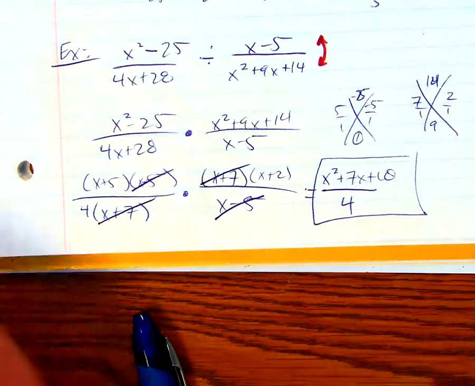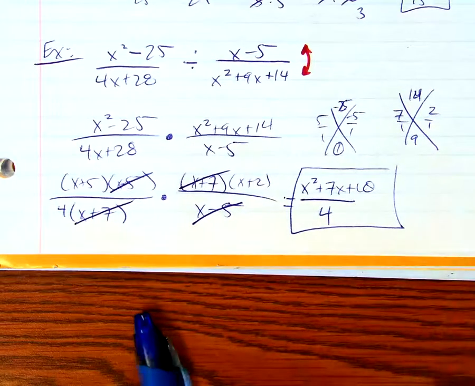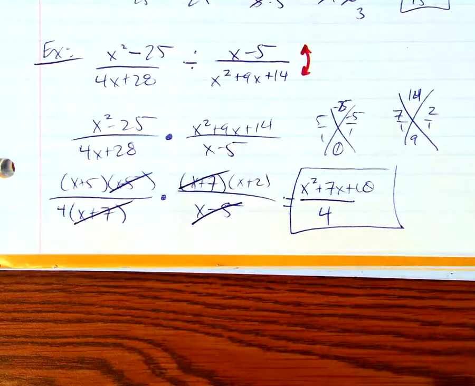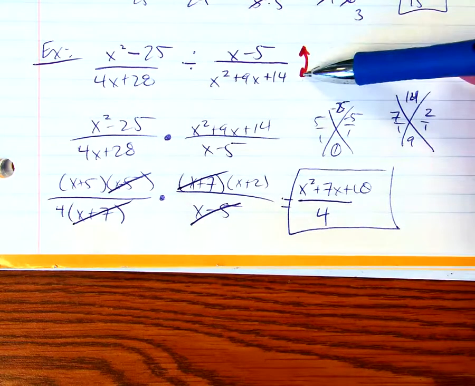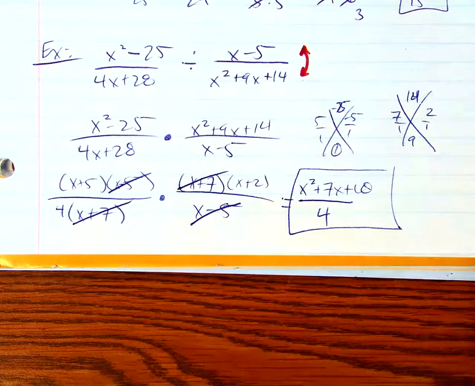So the process here is almost exactly the same as multiplying. Literally the only difference between what we did on Tuesday and what we're doing right now is this. Flipping the second one first. Everything else is the same.